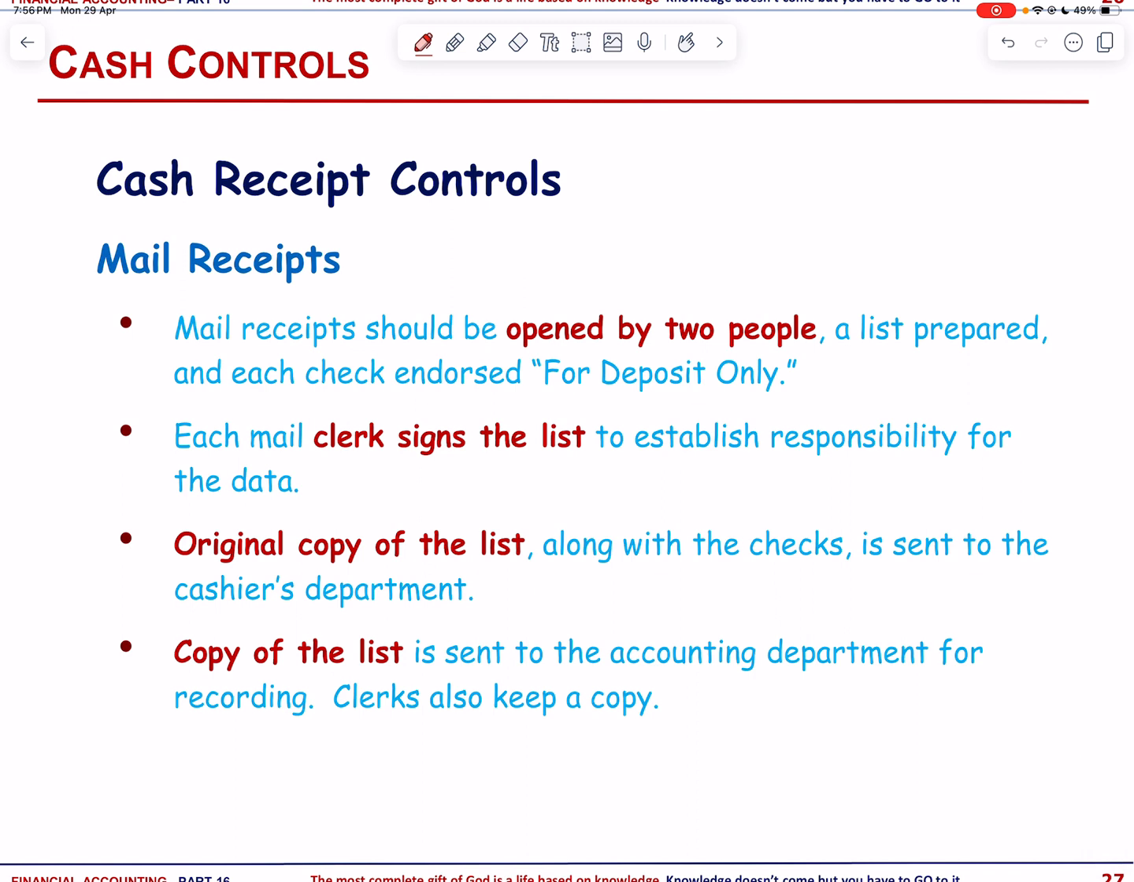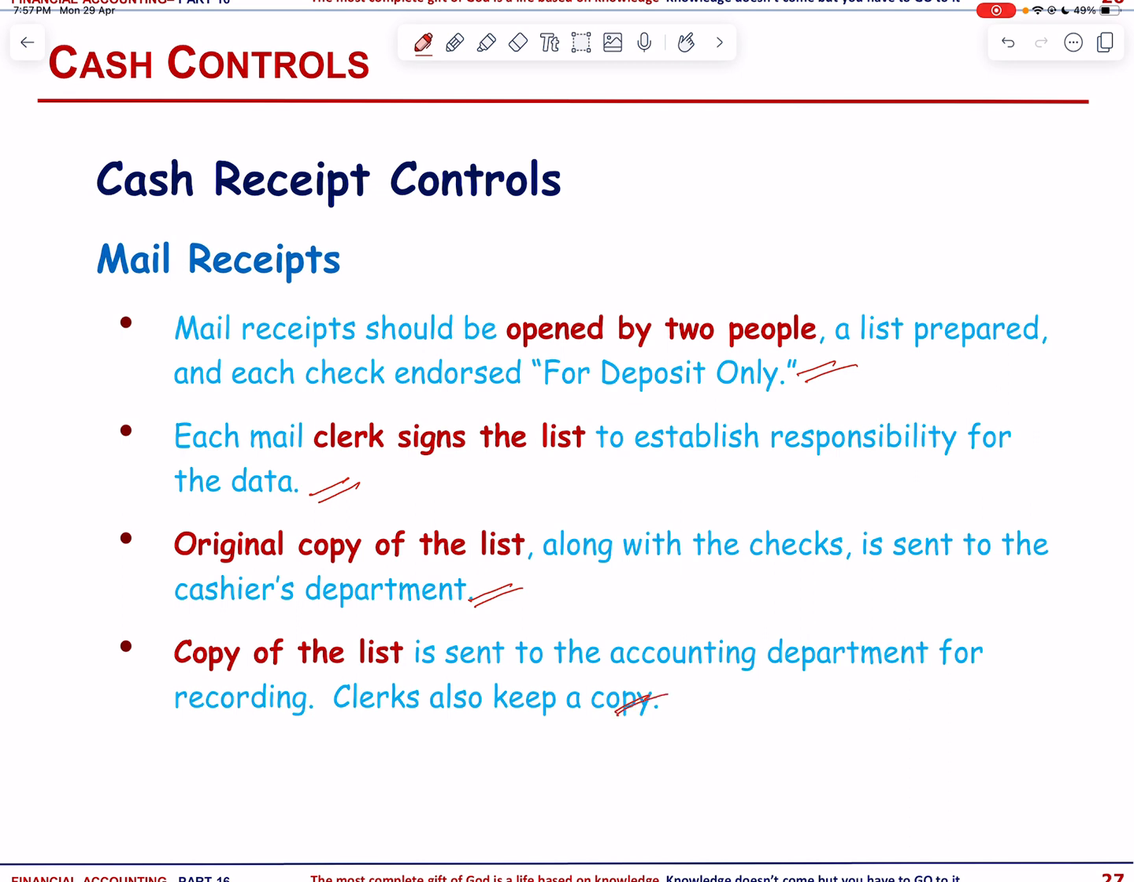For mail receipts, cash receipt controls include dual custody. That is, two people should open the mail receipts to prevent one person from having exclusive access to funds, reducing the risk of theft. Endorsement, that is, checks should be endorsed with "for deposit only" to ensure they are deposited into the company's account. List preparation, make a detailed list of the mailed contents. Each clerk signs to establish responsibility, enhancing accountability.